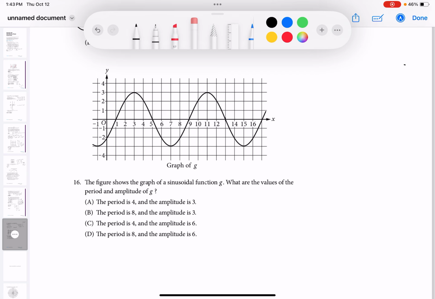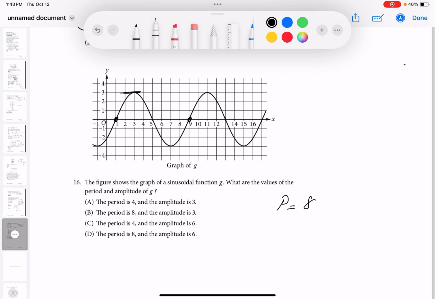It says the graph of sinusoidal function g. I see that. What are the values of the period and amplitude? Well, what I'm going to do over here is look at one cycle of it. I'm going to start there and stop there. And the cycle length over there, the period, is 9 minus 1. So the period is equal to 8.